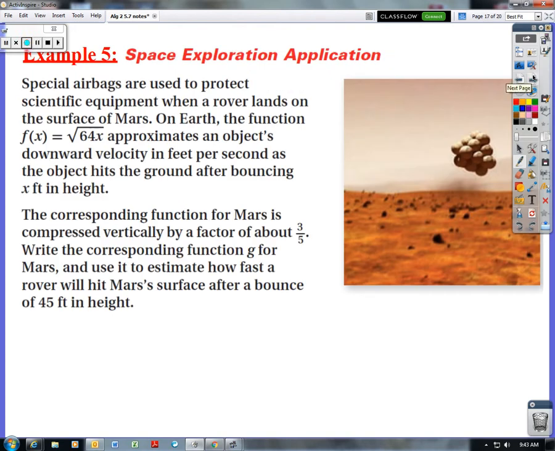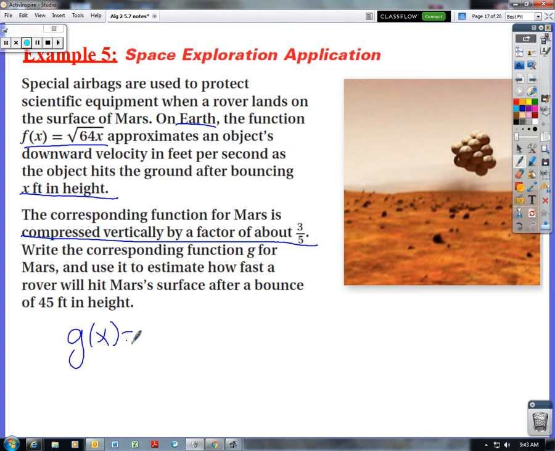Okay, this problem actually is as big as it looks. It's actually not that bad. Special airbags are used to protect scientific equipment when a rover lands on the surface of Mars. On Earth, this is the function that approximates an object's downward velocity in feet per second as the object hits the ground after bouncing x feet in height. So this is the height that it bounces, and this is the velocity, the rate or speed. The corresponding function for Mars is compressed vertically by a factor of about 3/5. Write this function g for Mars.